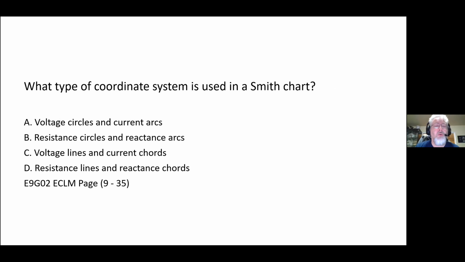What type of coordinate system is used in a Smith chart? A, voltage circles and current arcs. B, resistance circles and reactance arcs. C, voltage lines and current cords. D, resistance lines and reactance cords. Bravo. Bravo is correct. The resistance circles and the reactance arcs.